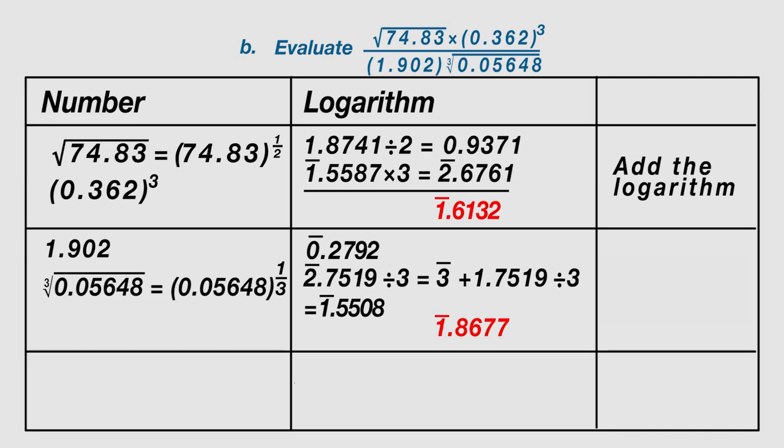Now, the whole question is actually a division question. We have to divide the numerator by the denominator. So you have to take the final answer for the logs in the numerator, write it down, and take the final log answer for the denominator, write it down, and subtract. So subtracting the logs, we are going to get 1.7455.